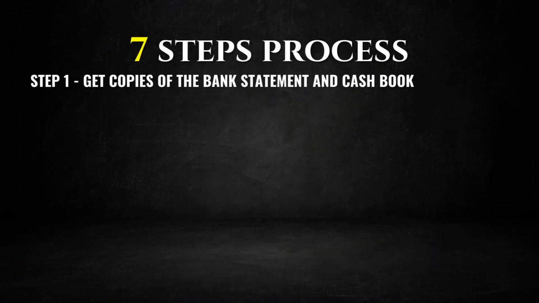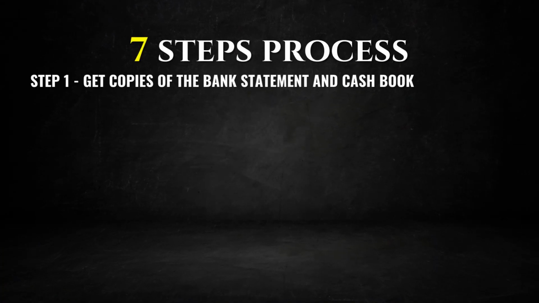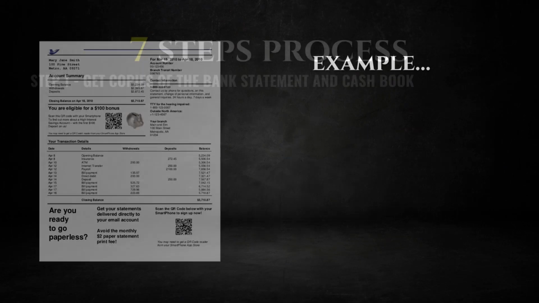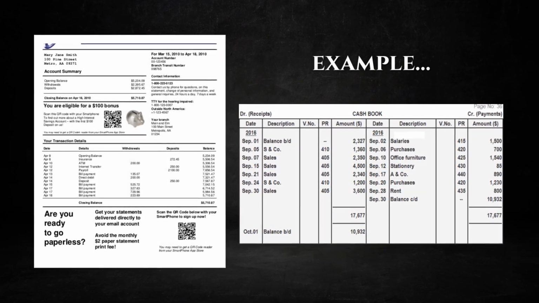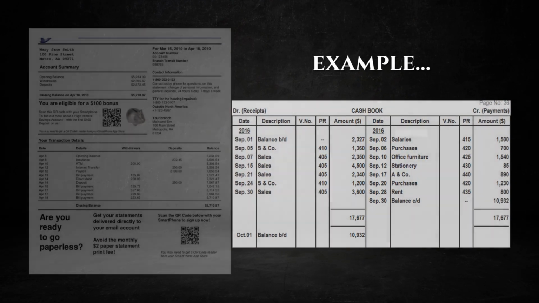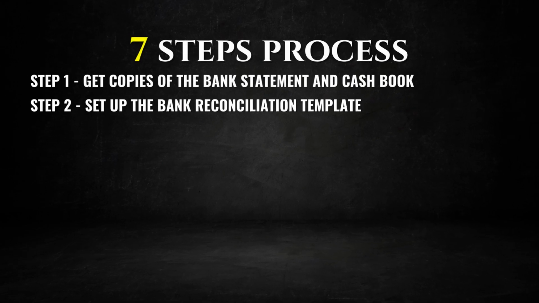Step 1. Get copies of the bank statement and cash book for the period you want to reconcile. These reports will be your trusty guides throughout the process. Step 2. Set up the bank reconciliation template. Picture it like a magical spreadsheet or a piece of parchment if you prefer the old-school vibe.